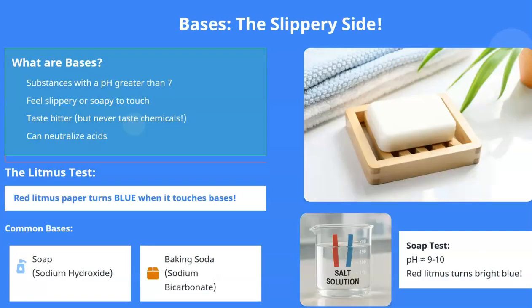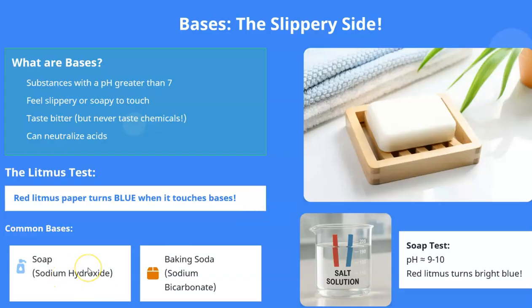Okay, so bases, the slippery side. What are the properties of bases? First, they have a pH greater than 7, so 8 to 14. Then it feels slippery or soapy to touch. And it tastes bitter. But again, never taste chemicals because they might poison you. And it can neutralize acids. Using a litmus test, a red litmus paper turns blue when it touches bases.